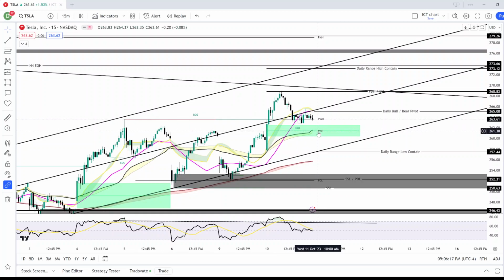We are trading below VWAP. We have this 15-minute fair value gap that has a low of 260, right? So there's a lot of interest down at that 260 level. We also know that max pain, I think, is around 255.